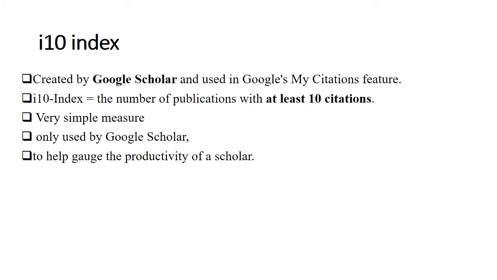So say if you have got 5 publications and each of these publications has got 10 citations, then your i10 index would be 5. So obviously we can say that it's easy to achieve the i10 index when compared with HIndex or GIndex, and it would naturally be the highest for authors having even a good HIndex or GIndex. So it is a simple measure used by Google Scholar, and the purpose is basically to measure the productivity of a scholar.